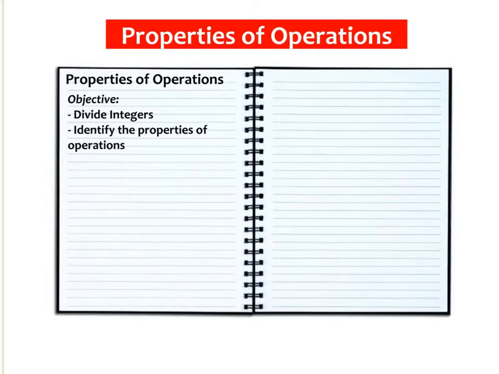So I want you to go ahead and set up your journal, 2 fresh new pages, and on the left-hand side I want you to title it Properties of Operations. And the objective today is to understand how to divide integers and identify the properties of operations. So go ahead and set up your journal, and then we are ready to get started.